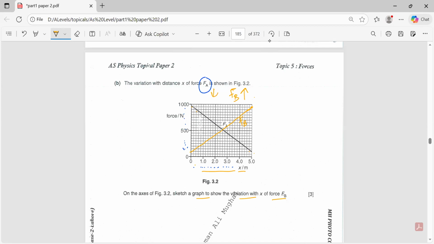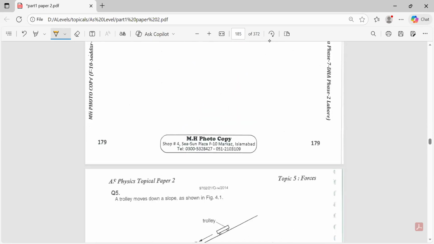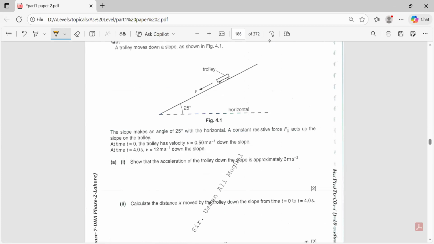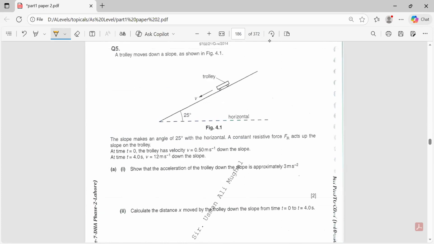All right, I am moving to the next question. I am having less time. Next part is again related to that specific trolley question. Never mind, some kinematics part is also going to be involved in this specific question.